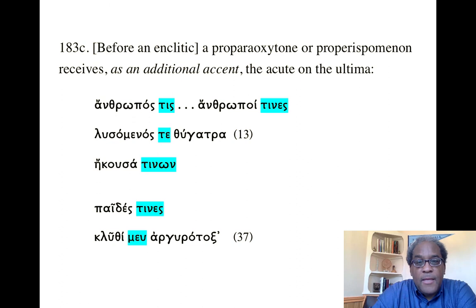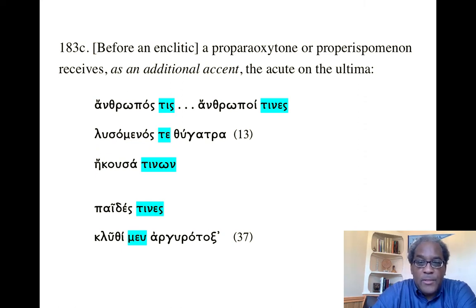the accent on lusomenos before the te comes from the te. Thus, lusomenos has two accents. So too, ekusa tenon, I heard some men. And then likewise, paides tenes. So you see that where you have the properispomenon, the circumflex on the second from the last syllable, you get the acute on the last syllable: paides tenes, some sons or certain sons.